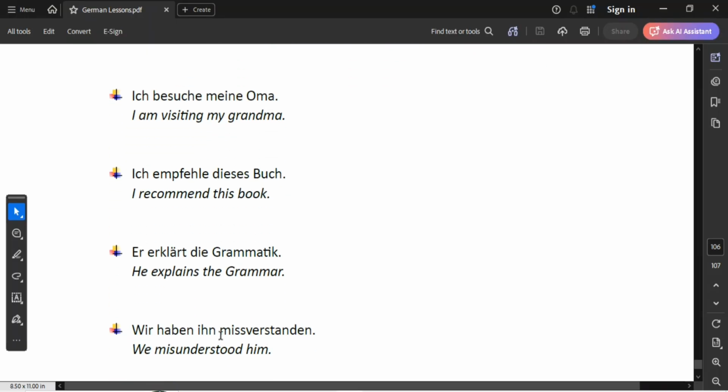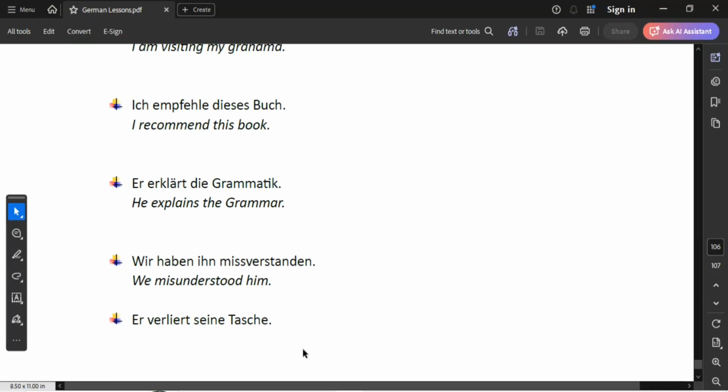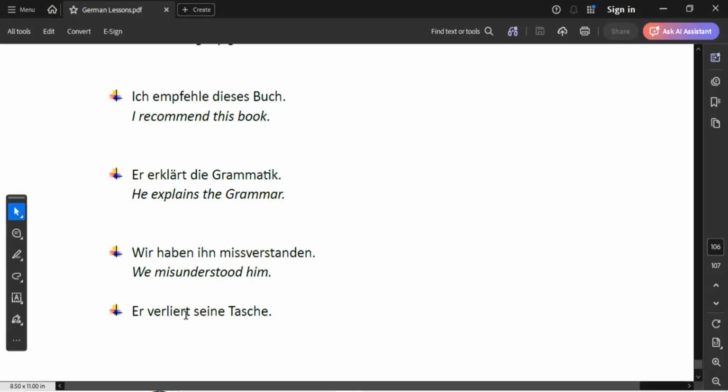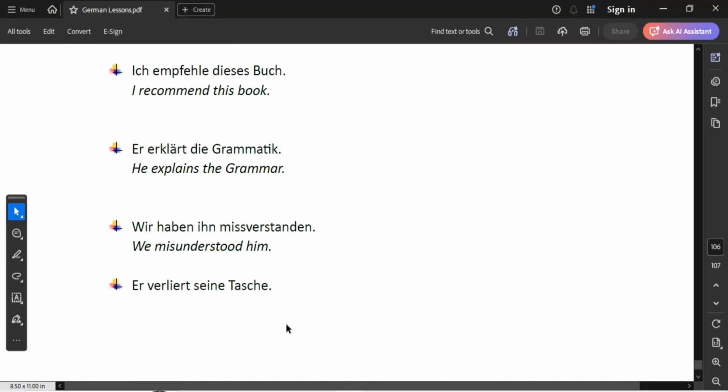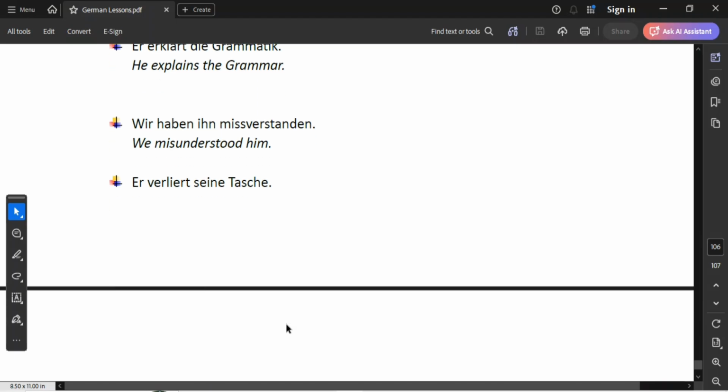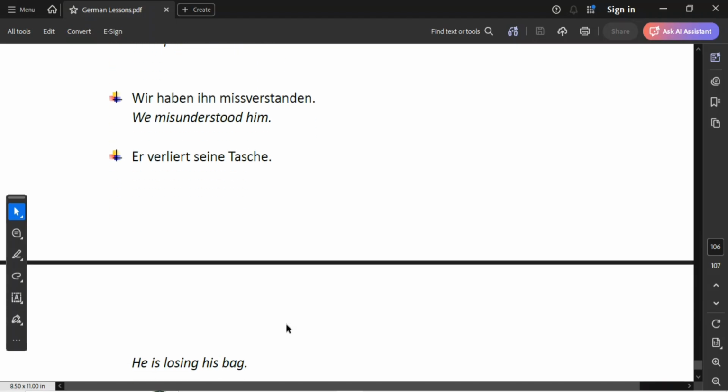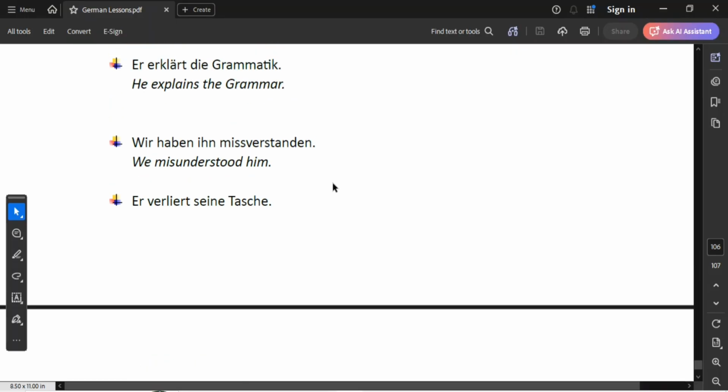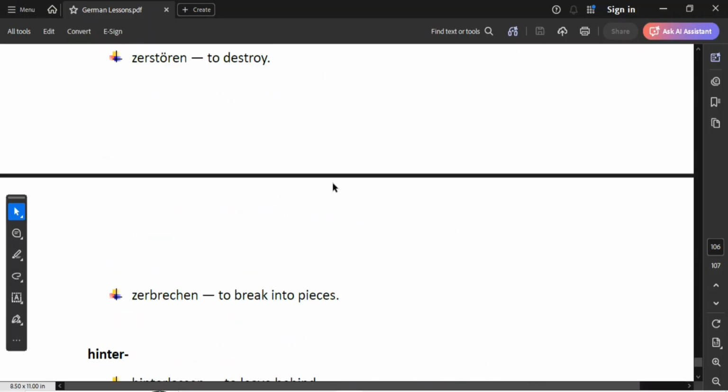Then we have: wir haben ihn missverstanden, so that means we misunderstood him. Then we have the last one: er verliert seine Tasche, so that means he's losing his bag. So those are some of the Beispiele im Satz, and that's how we go ahead and use Nicht Trennbare Verben in Sätzen.